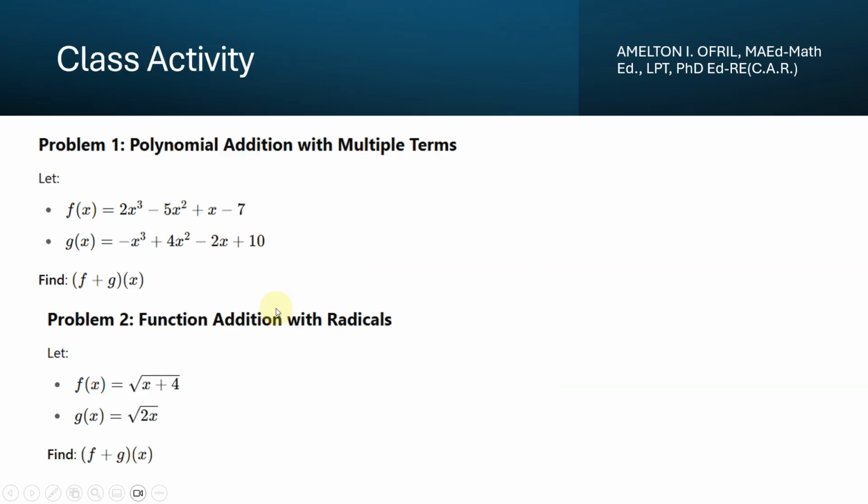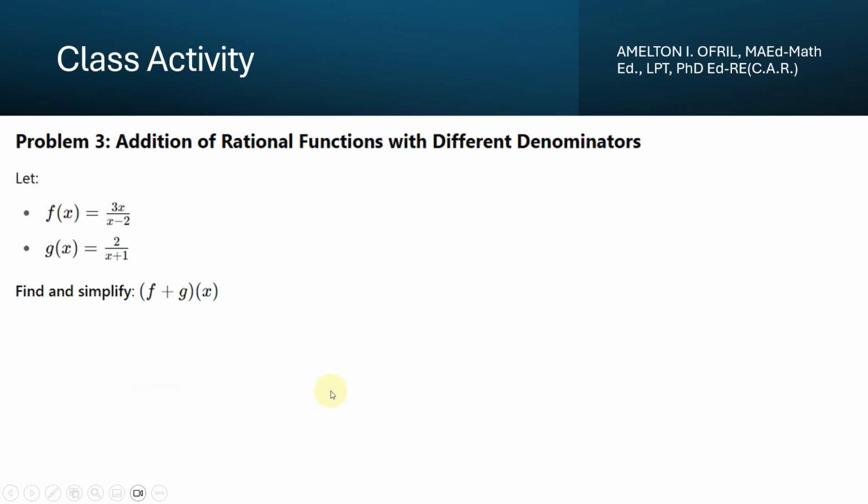And for your activity, problem 1 will be polynomial addition with multiple terms. Multiple terms because we have a cubic function here and the quadratic and the linear. So you have to add them all. The function given in problem 2 as well is radicals. So what could be the answer for this? And the last problem is addition of rational functions. Again, you have to get the common denominator of these two functions.